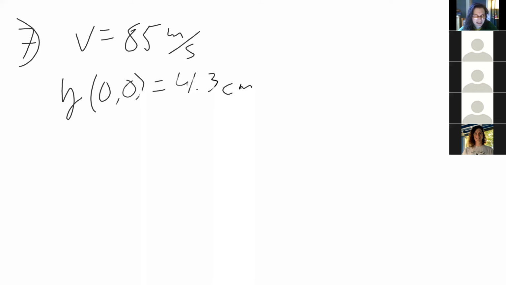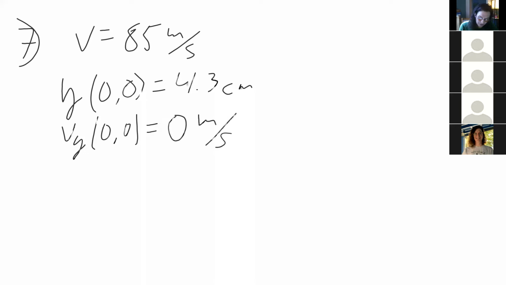And oh, they also tell us that it's not moving. So that means that our v, I should call this v sub y, at 0, 0, is equal to 0, because it's not moving, 0 meters per second. Now, here's a point that I want to make real quick: this is y motion. We are 4.3 centimeters in the y direction, and we're not moving in the y direction. How then do we have a speed of 85 meters per second if I said down here that we have a speed of 0 meters per second?